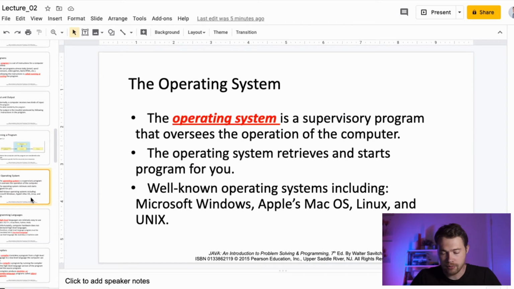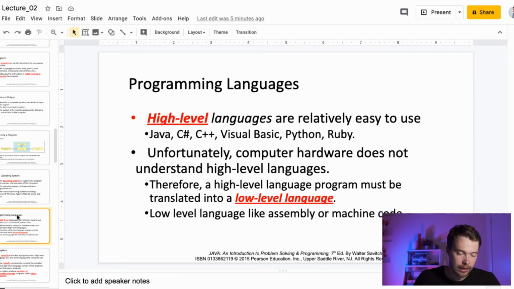Okay, an operating system is a supervisory program that oversees the operation of the computer. The operating system retrieves and starts the program for you. Well-known operating systems are Windows, macOS, Linux, Unix, iOS, Android, Chrome OS, and all different kinds of distributions of Linux.